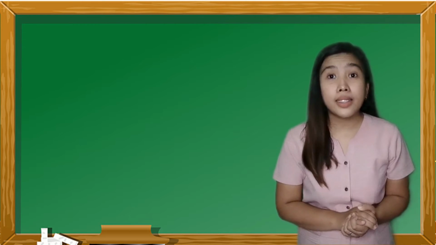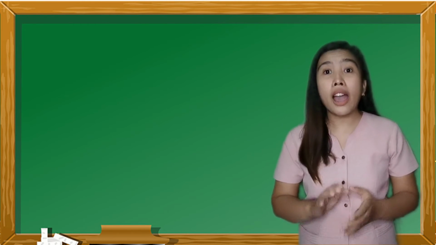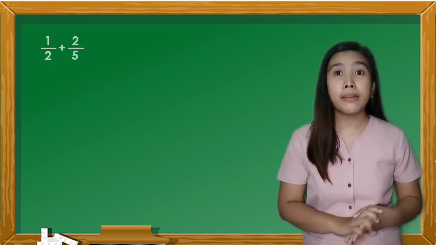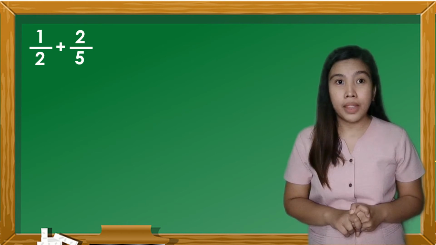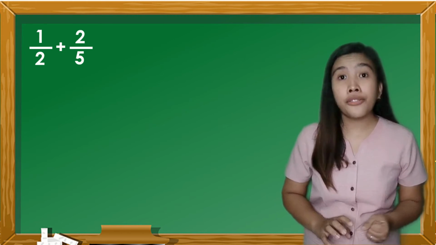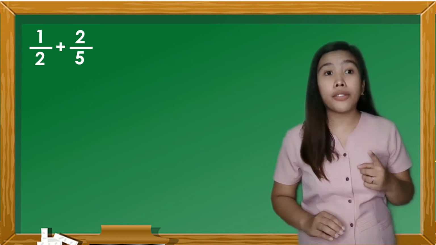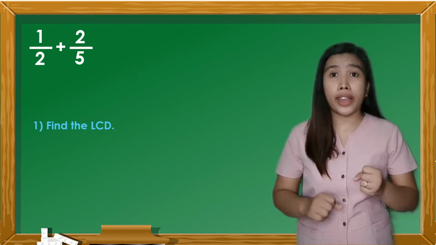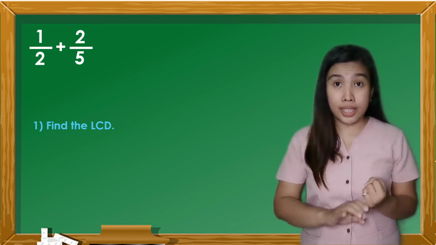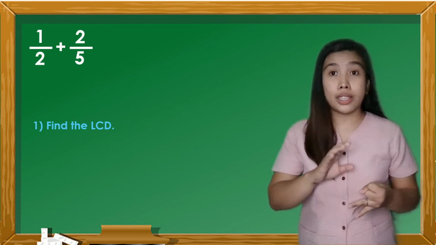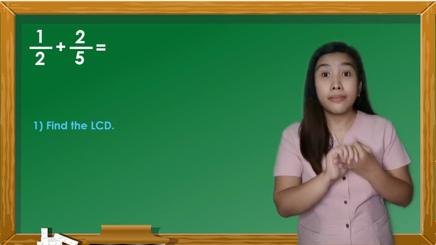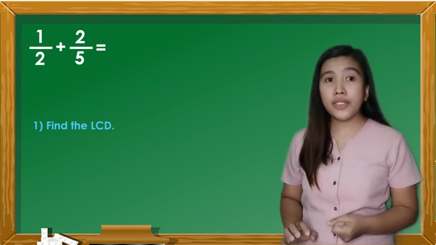Let us now add simple fractions having different denominators. For example, we have 1/2 plus 2/5. All you have to do first is to find the LCD of 2 and 5. So we have 3 ways on how to find the LCD. First is the listing method, the second one is the prime factorization, and the last one is the continuous division.